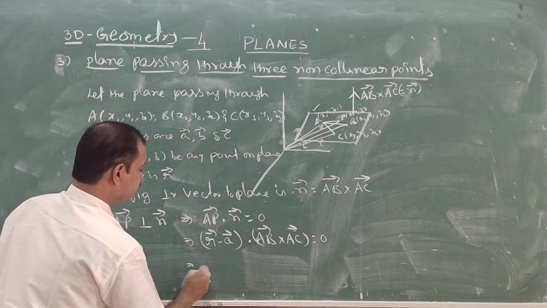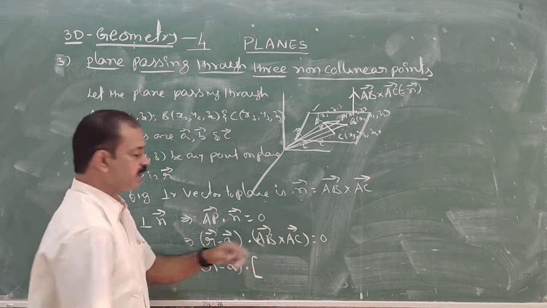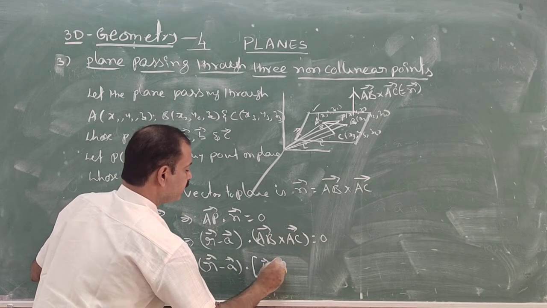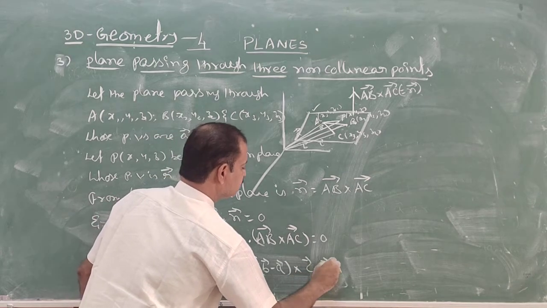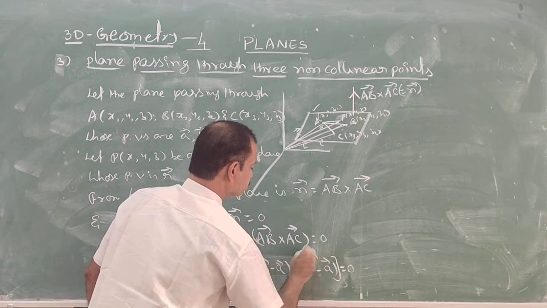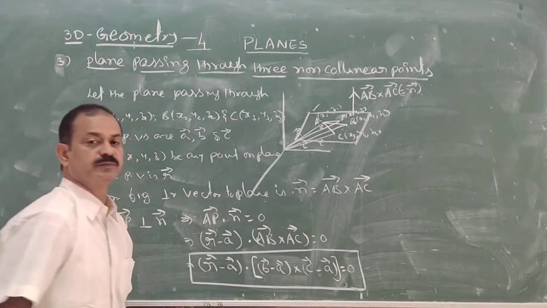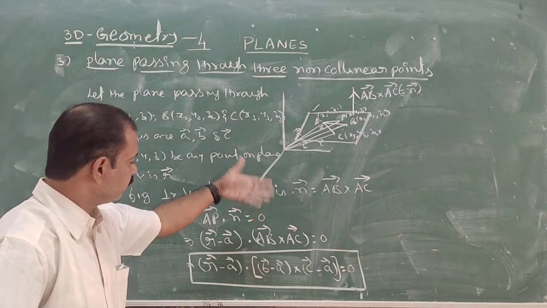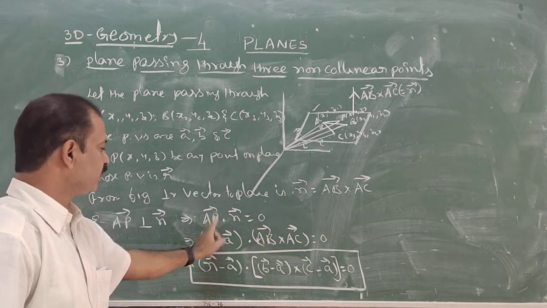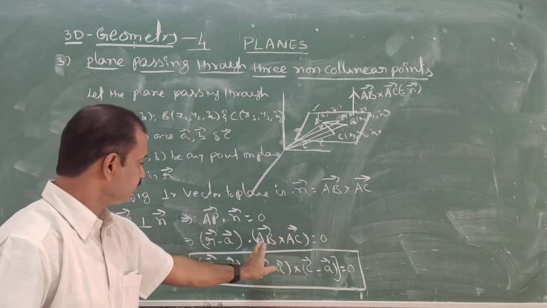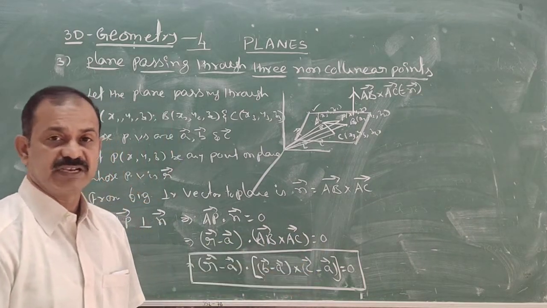which implies R minus A dot AB, which is B minus A, cross AC, which is C minus A, is equal to 0. This is the vector form. So I am not doing anything new here. Whatever is there, I am just taking that only. So AP is OP minus OA, or R minus A. n is nothing but AB cross AC. AB is nothing but B minus A. AC is nothing but C minus A.